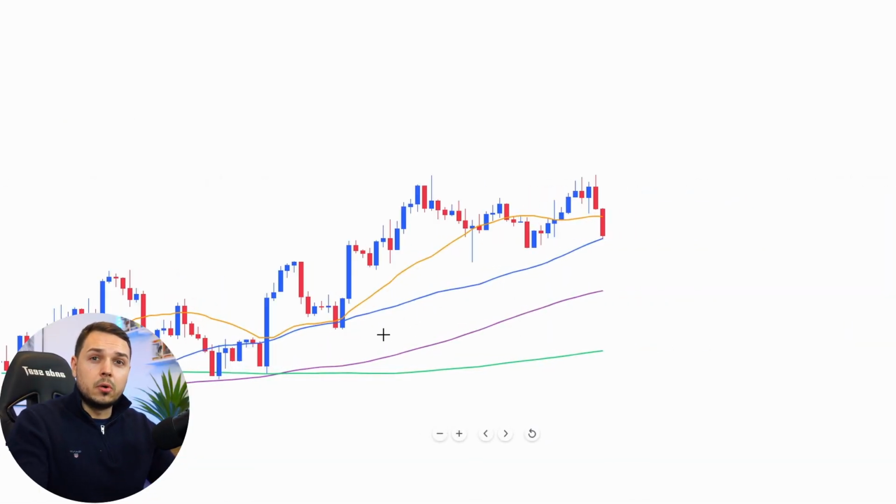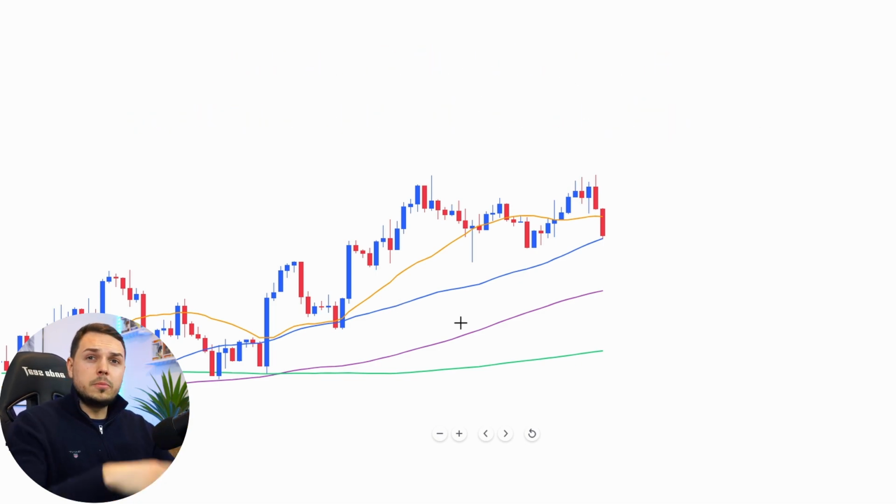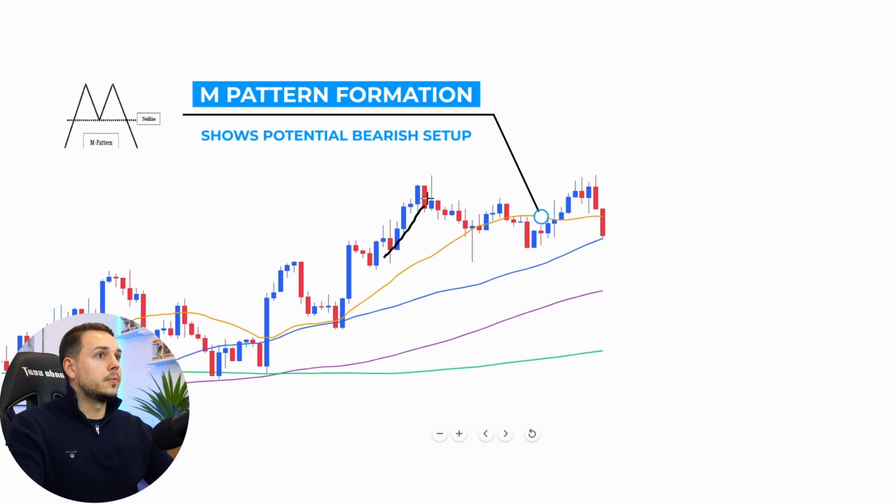So I always teach you guys to trade with the trend, but sometimes the market is just not available. Sometimes you have to take a pullback trade, and this is going to be the opportunity to do so. So I'm using all of the moving averages, 20, 50, 100 and 200 in this case. This is the 4-hour time frame, and this is what I'm seeing, an M pattern formation.